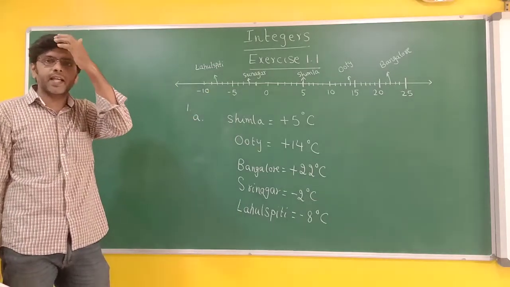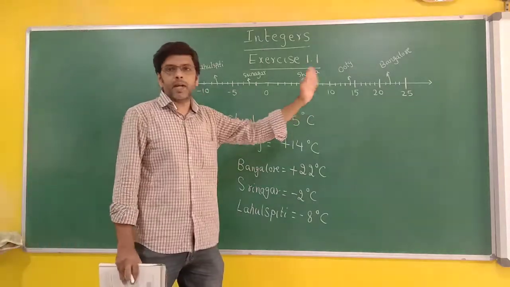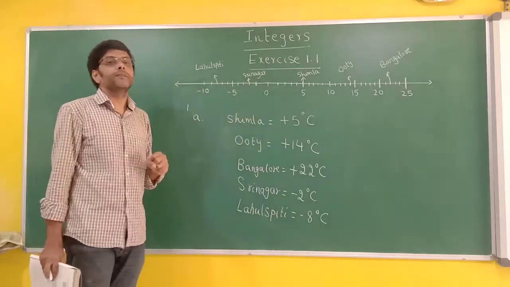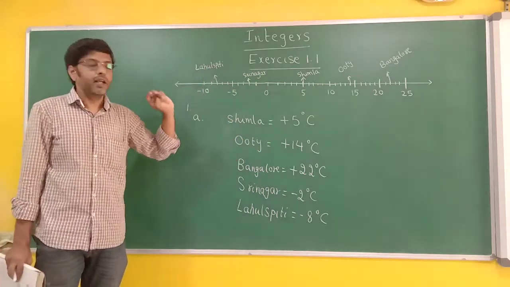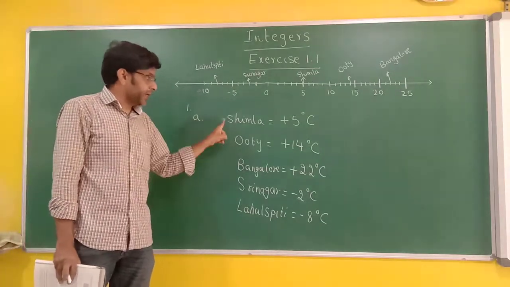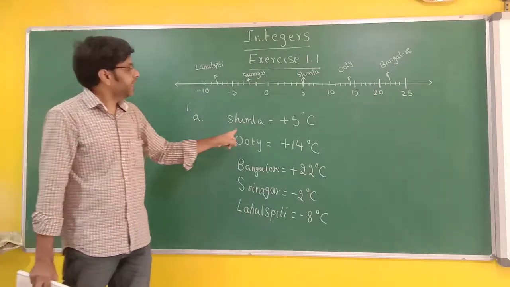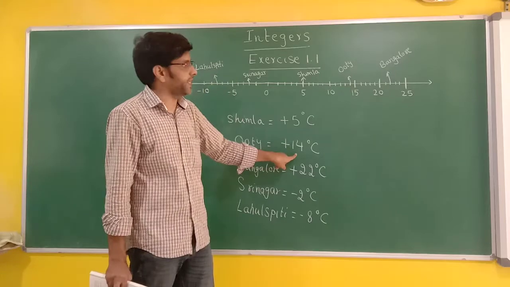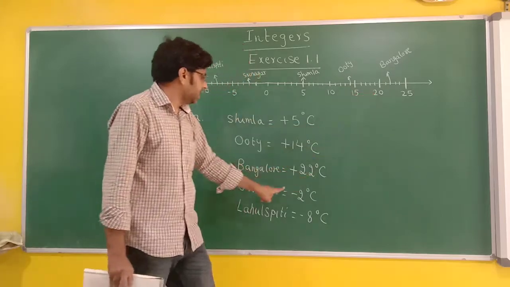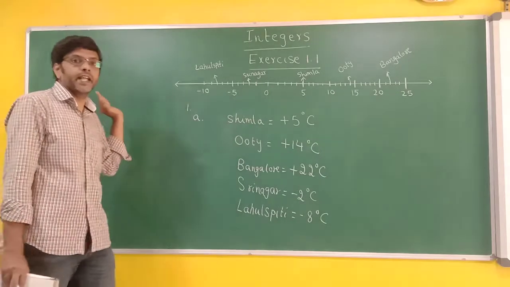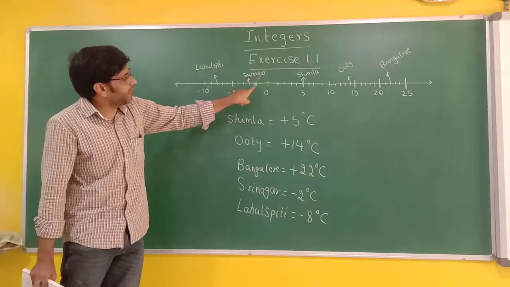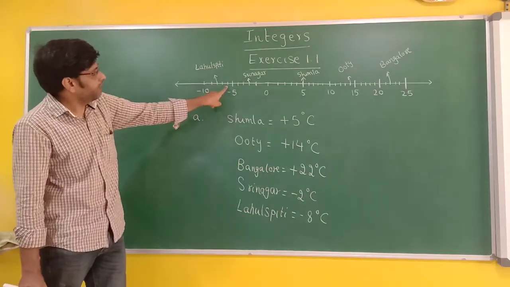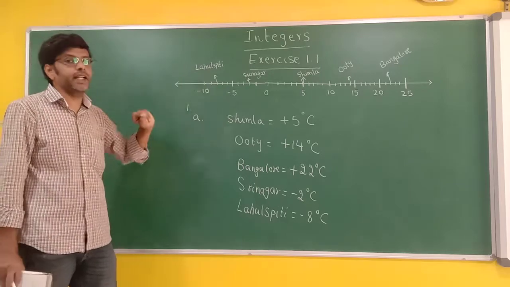I will revise the problem once again. Listen carefully. They have given the number line. They have represented 5 different cities. And we have to observe the number line and write the temperature recorded in each city. Listen, Shimla plus 5, Ooty plus 14 degrees Celsius, Bangalore plus 22 degrees Celsius. Now come to left side, negative side. Srinagar -1 and -2. Srinagar is -2 degrees Celsius. Next, Lahore, Spiti -5, -6, -7, -8 degree Celsius.